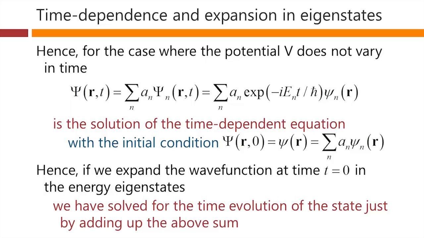If the potential is constant in time, it's really easy to solve Schrödinger's time-dependent equation if we know the solutions to the time-independent version. Since a very large number of interesting problems do have potentials that are constant in time, we therefore have a simple and very powerful way to look at the time evolution of quantum mechanical systems.